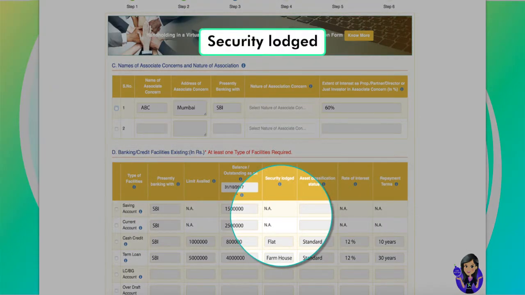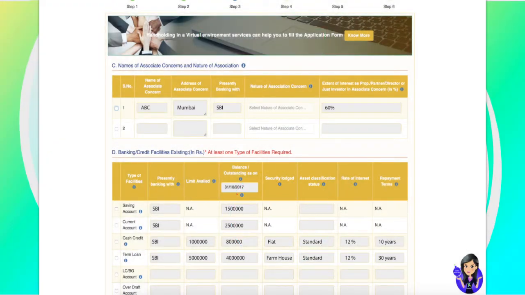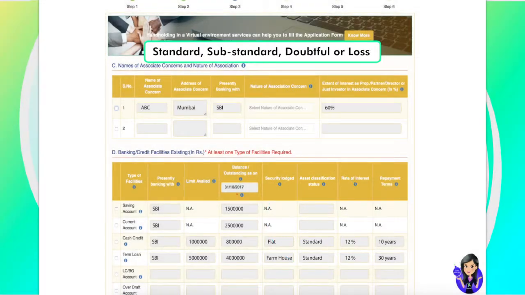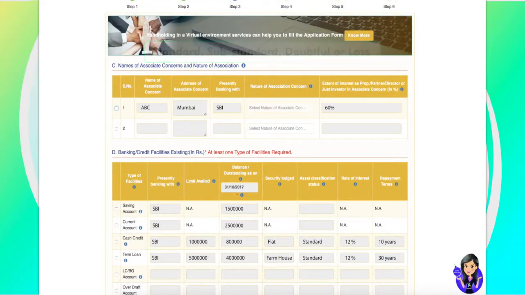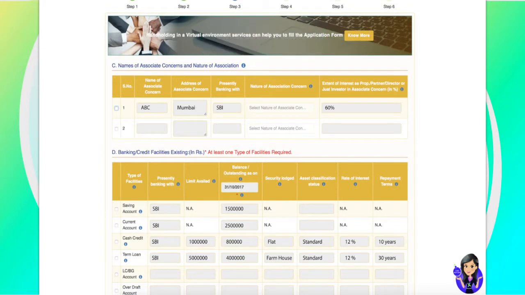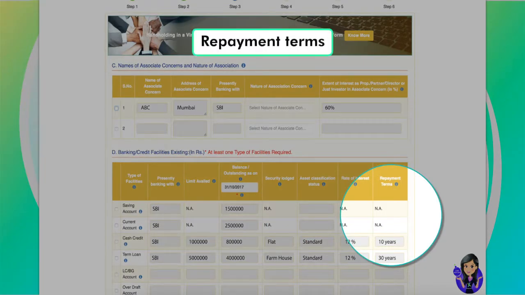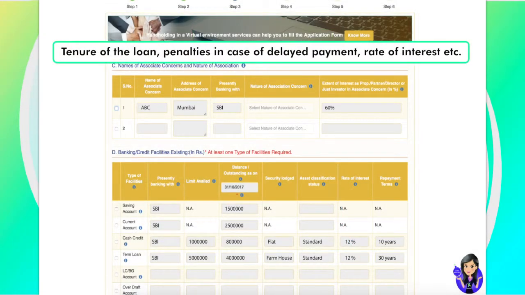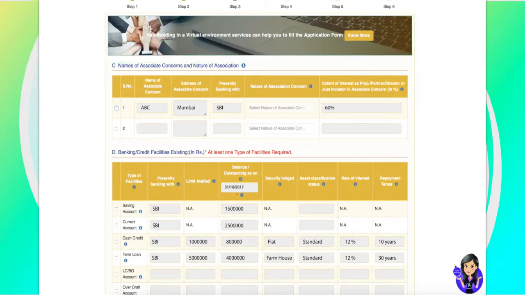Details of the security provided while availing the existing credit facilities need to be entered here. The type of asset, whether it is standard, substandard, doubtful or loss, needs to be mentioned in this field. The rate of interest on the existing credit facilities need to be entered. The terms and conditions governing the existing credit facilities, like tenure of the loan, penalties in case of delayed payment, rate of interest, etc., needs to be entered in this field.